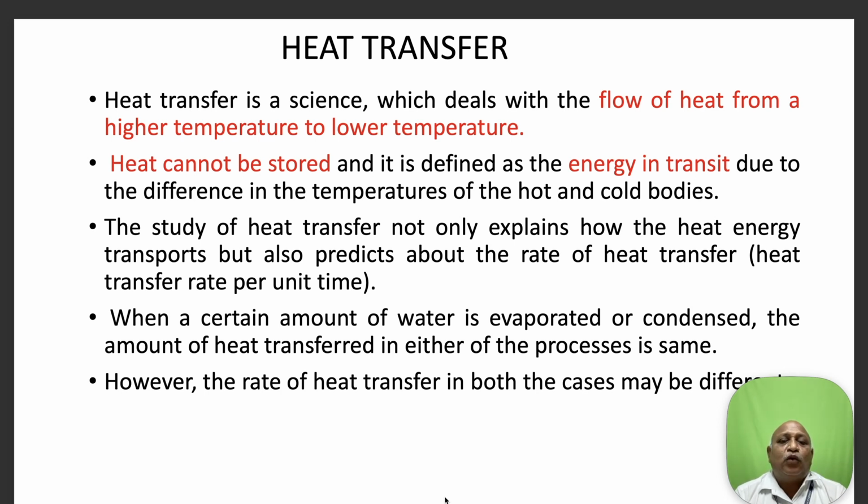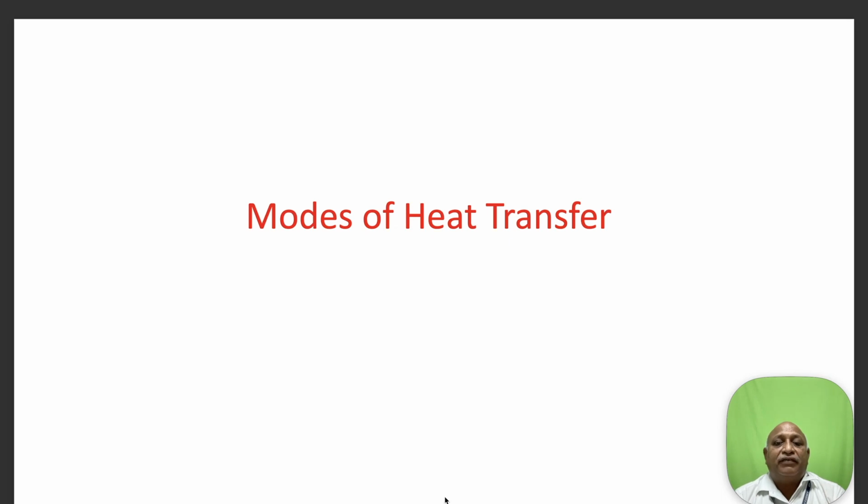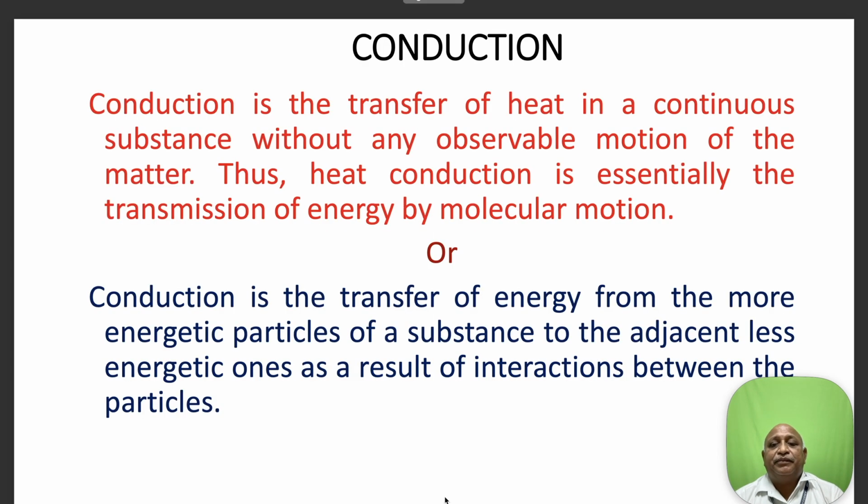When a certain amount of water is evaporated or condensed, the amount of heat transferred in either process is the same for vaporizing and for condensing. The heat transfer for both cases is the same, whereas the rate of heat transfer in evaporation and condensation differs. There are 3 different modes of heat transfer. First one is conduction, second is convection, third is radiation.